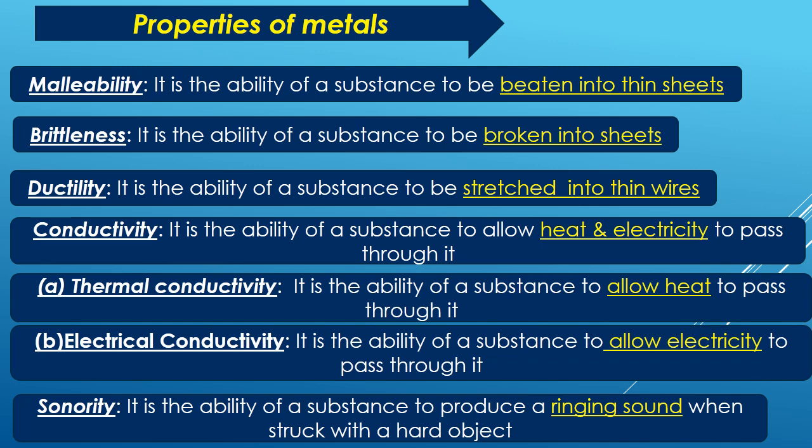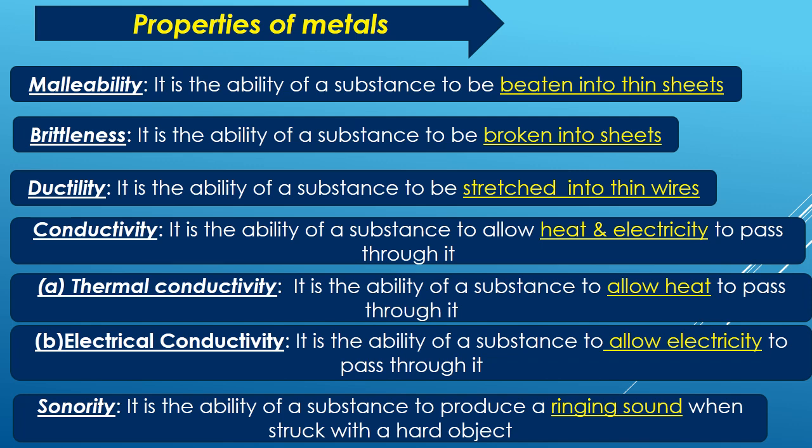For example, iron. The next property is brittleness. Brittleness means that the substance can be broken into thin sheets. Ductility. Ductility is the ability of a substance by which it can be stretched into thin wires. Example, copper. Copper wires are used for electrical purposes.